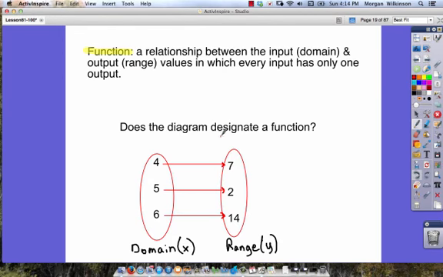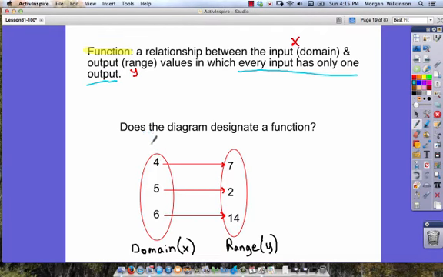The second part of this lesson is about functions. And functions are relationships between the input, which is called the domain, or more typically called the x, and the output, or the range, which is the y, in which every input has only one output. Now that's the key here. Every input has only one output. Okay, so every time you have an x, it can only go to one y.